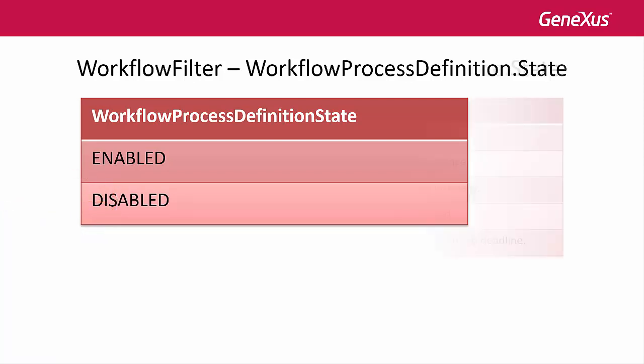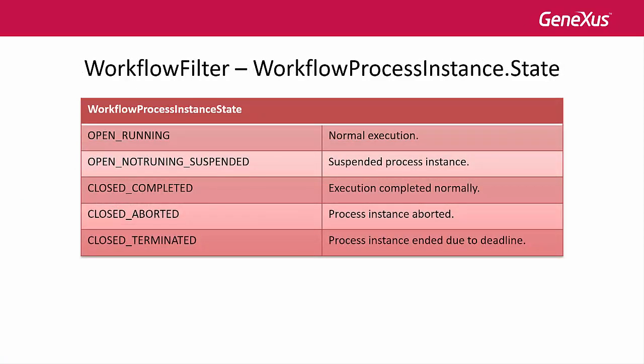When used on process instances, they can be open running, which means an instance is executed and created normally; open not running suspended, which is when the functionality of suspend in the instance is executed, the state is changed to this state. Also, all subprocesses and active work items are changed to suspended to ensure no part of the instance remains active. Close completed, which is the state used when an instance is completed normally.